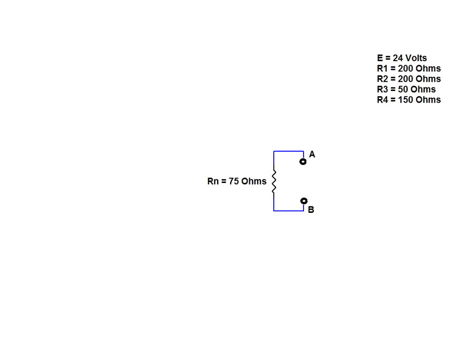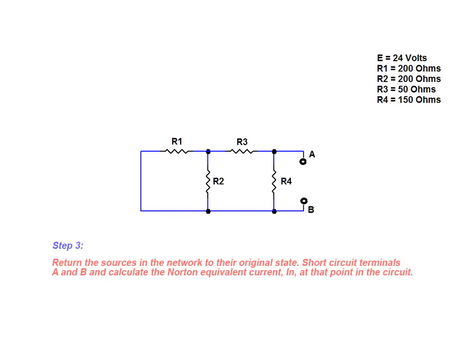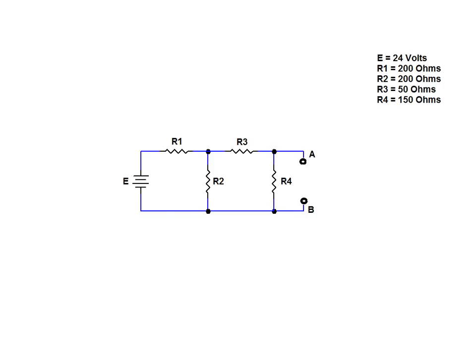The Norton equivalent resistance, RN, for this sample network is equal to 75 ohms. Once the Norton equivalent resistance has been determined, we move on to step 3 and calculate the Norton equivalent current, IN. First, return all sources in the portion of the network for which the Norton equivalent circuit is being determined to their original state and position.